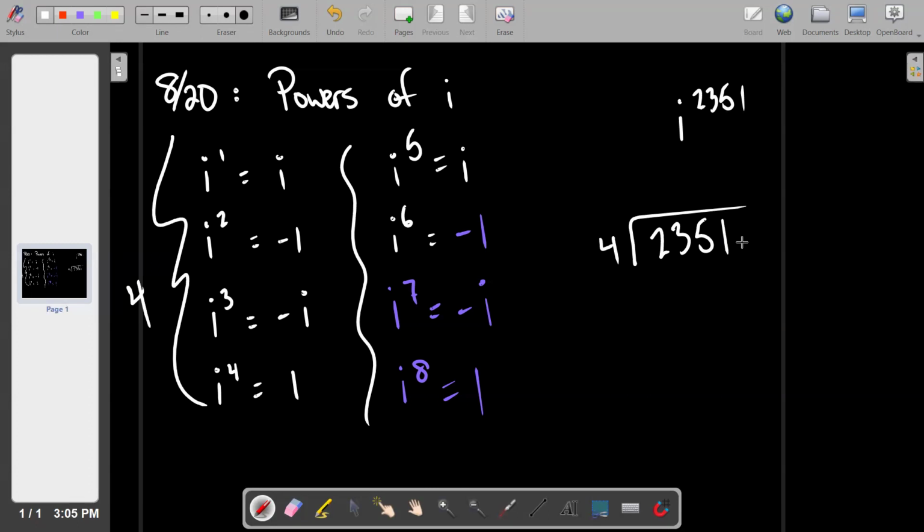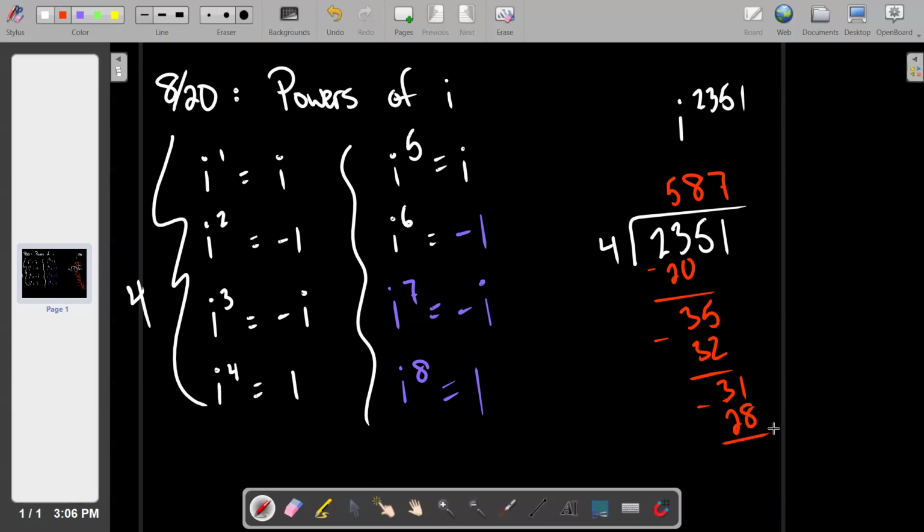So if I divide this out, we're going to go all like 5th grade mode on this thing. 4 goes into 23 5 times. 4 times 5 is 20. 23 minus 20 is 3. Drop the 5. 4 goes into 35 8 times. 4 times 8 is 32. Subtract, you get 3. Drop the 1. You learned this years ago. 4 goes into 31 7 times. 4 times 7 is 28.